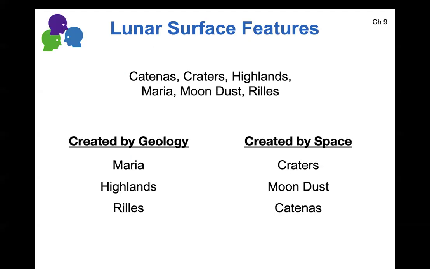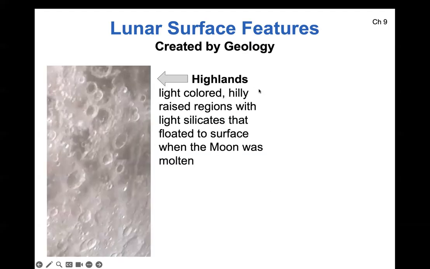Well, starting with the highlands, which we can see are created by geology. They are light-colored, hilly raised regions. Their light color relates to the light silicates that have floated to the surface. So that is referring to the differentiation of the moon because, yes, it's differentiated as we should expect since it's a round body. All right. And that differentiation occurred when the moon was molten.